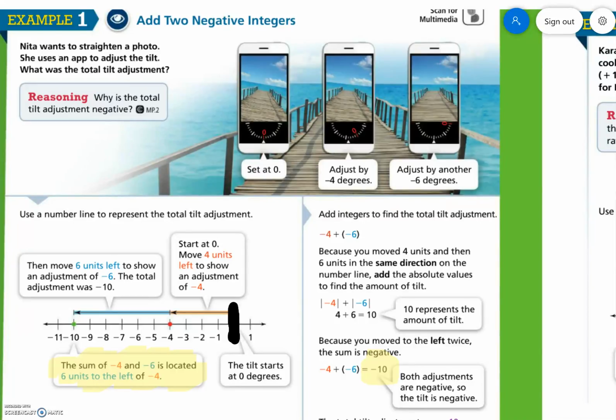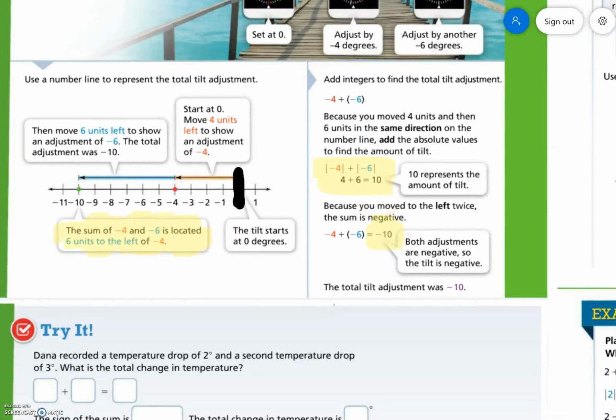Here they're showing us the absolute value. Remember, absolute value is how far we've gone without taking into account direction. So if we go back 4, that's 4 steps. Going back 6 more, that's 6 more steps. So a total of 10 steps. We know each of the steps was taken back, so they're going to give us a negative answer.